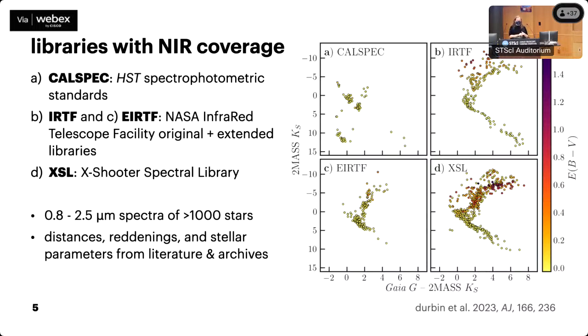And to my knowledge, there's really only one other library that has continuous coverage in this wavelength range, and that one focuses mostly on brown dwarfs. And I would love to be wrong about that, so if anybody knows of any that I missed, please do point that out.